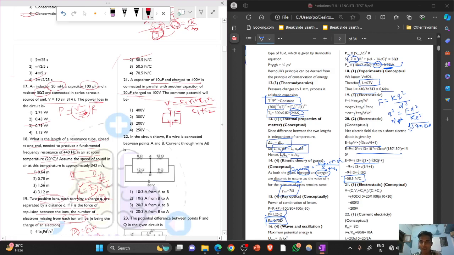Putting all the values, after calculation you get 200 volt as your common potential. That is option number third, the correct answer. Now moving ahead.